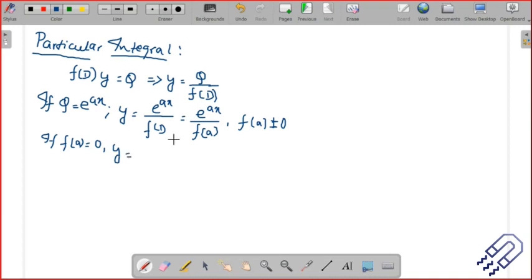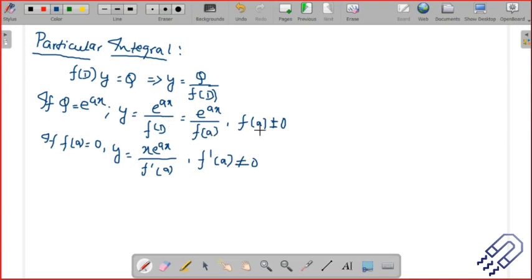On top, I have to write it down as x e to the power ax divided by f'(a). I'm going to give you an example so that it's clear. f'(a) should not be equal to 0. So I'm going to keep on differentiating this until I get a non-zero f'(a), f''(a), whatever. Once I get f(a) not equal to 0, it's fine. I can straight away find out the particular integral.